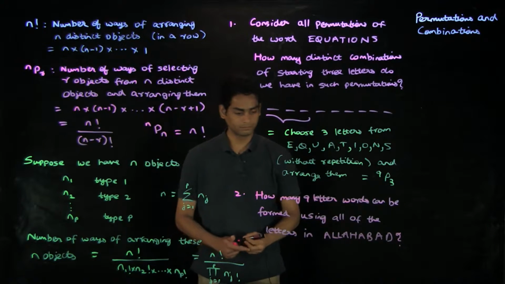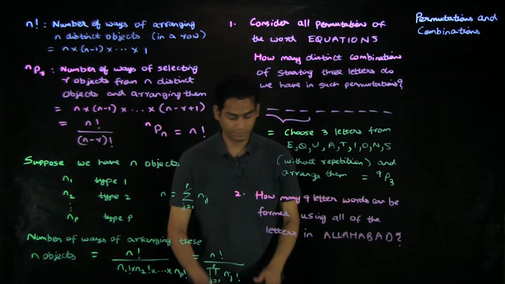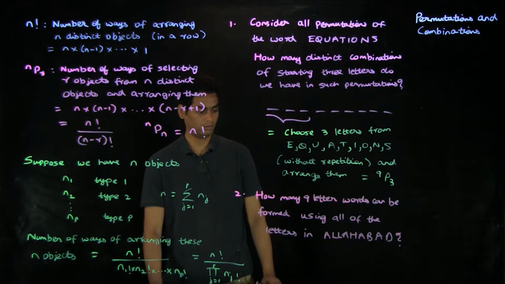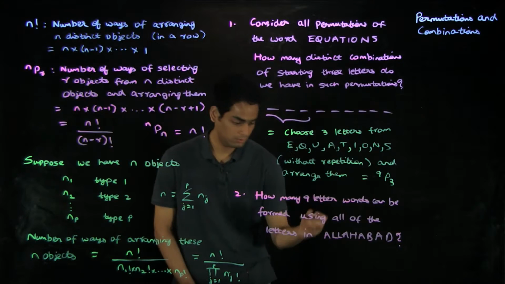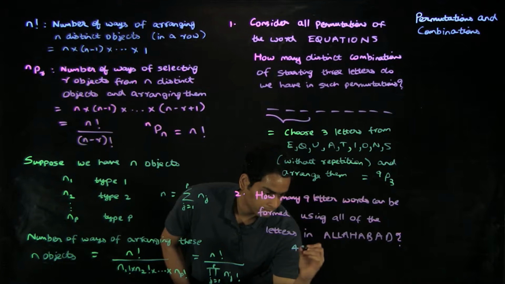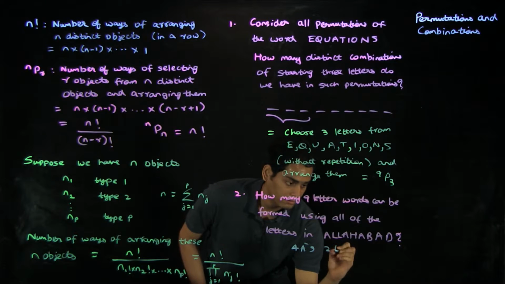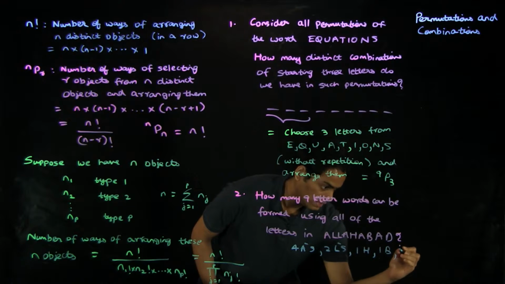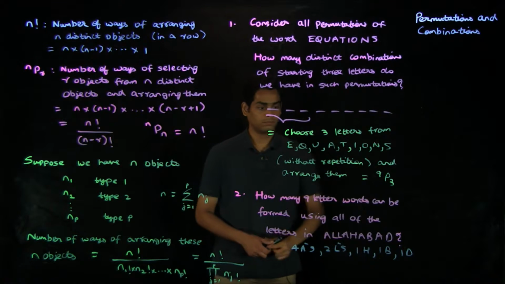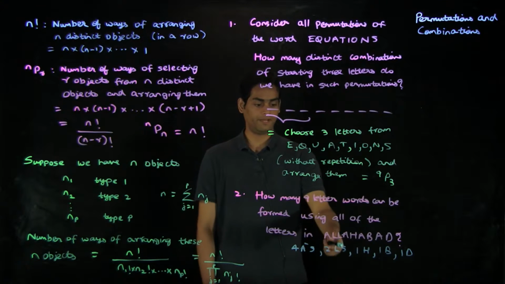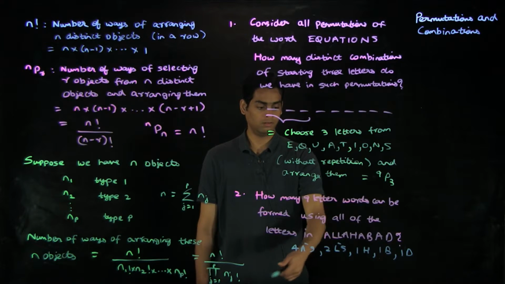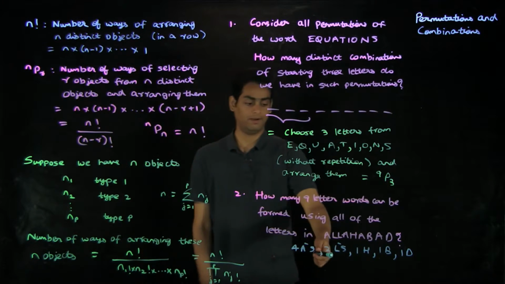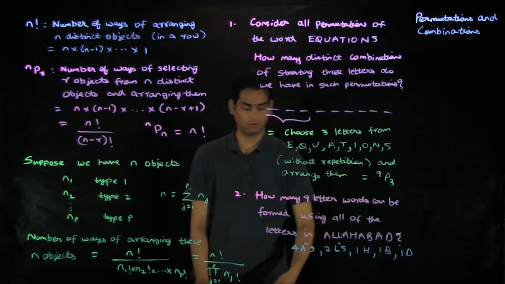So the first thing to do when you face such a problem is to tabulate the letter count in the word which you're given. So there are 4 A's, 2 L's, 1 H, 1 B, and 1 D. So if you're looking at the number of ways of arranging these 9 different letters, where 4 of them are identical to each other, 2 of them are identical to each other, and so on.